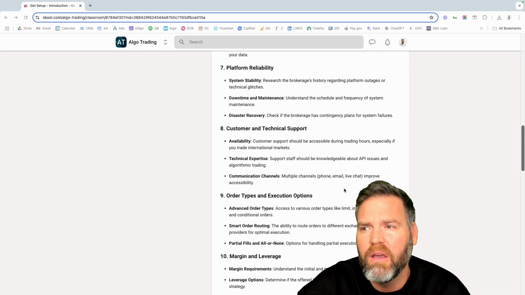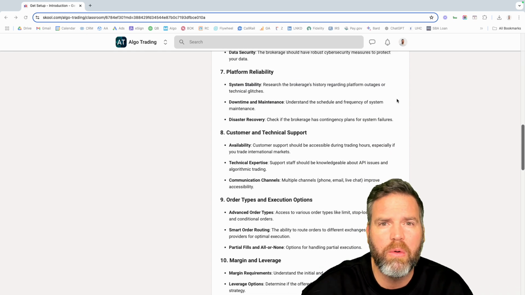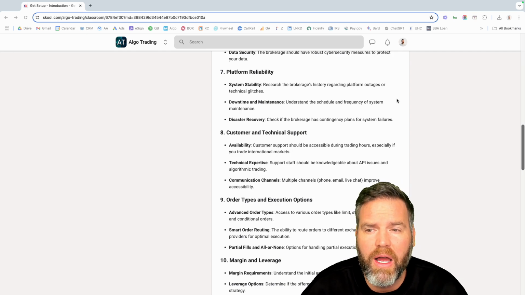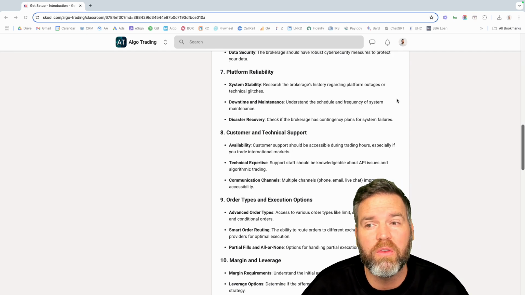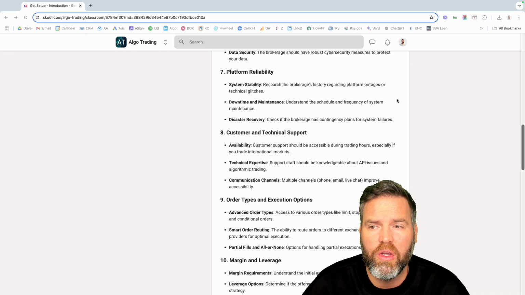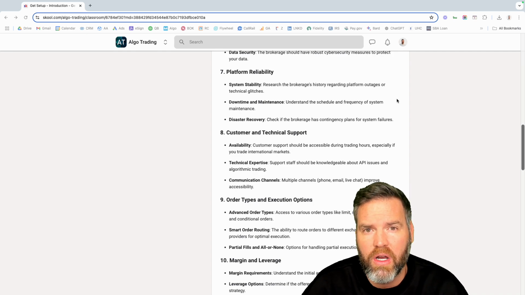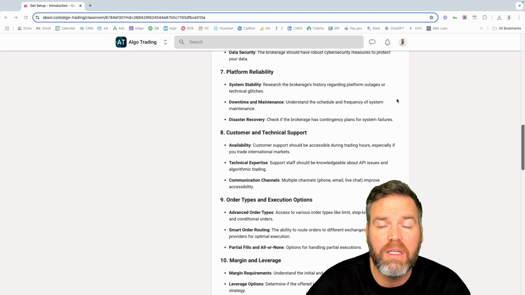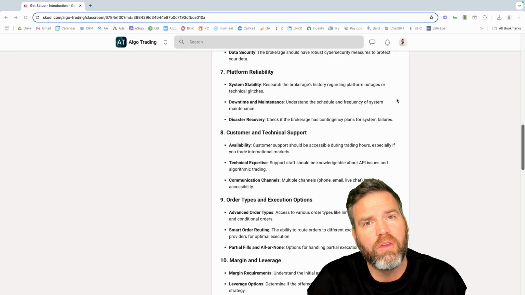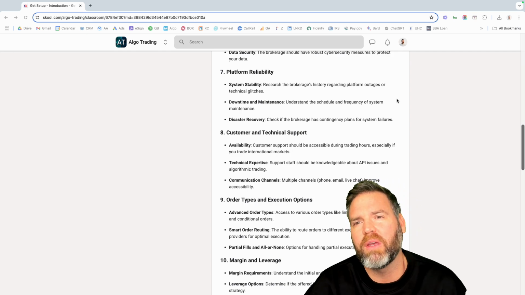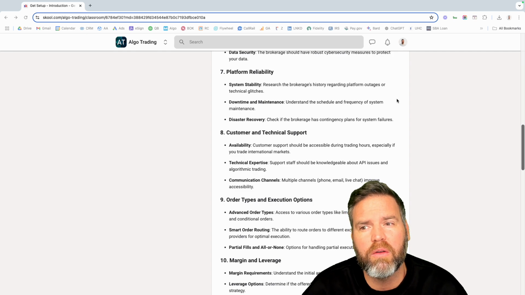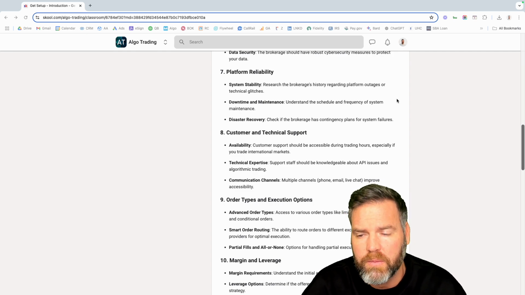Platform reliability. Again, you want a reputable broker that has a very strong infrastructure around it, because you want good system stability, downtime and maintenance, and then any type of disaster recovery, right? We're dealing with programs and computers, and you need a very strong infrastructure if you're going to rely completely on a computer program to execute your trades. And so again, I think choosing very reputable brokers that have very strong infrastructure is really important.